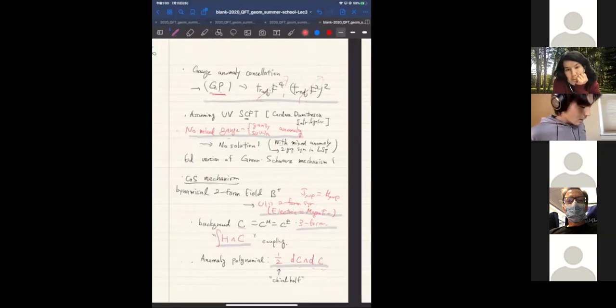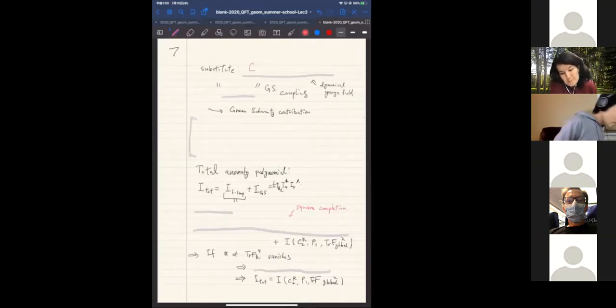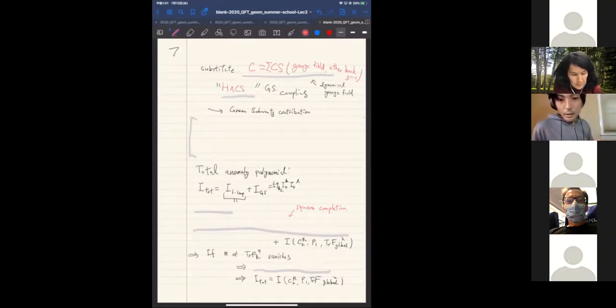And the way is to substitute into this background C some Chern-Simons form composed of the gauge field and also other backgrounds. In other words, formally we write H wedge Chern-Simons term. Such a coupling is called the Green-Schwarz coupling.